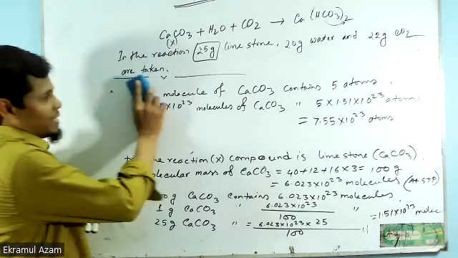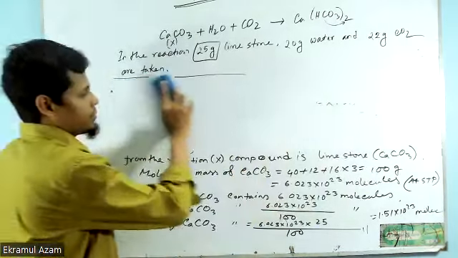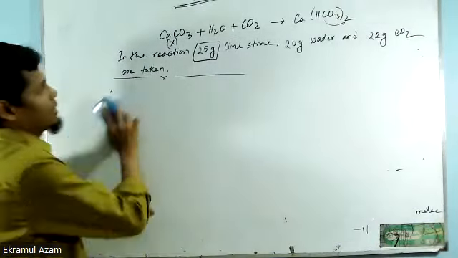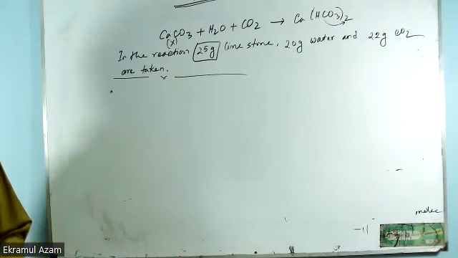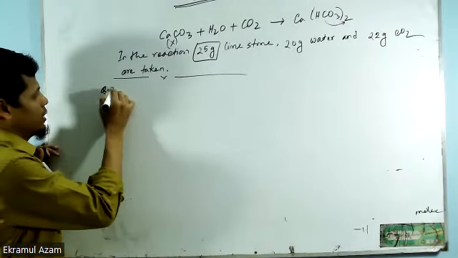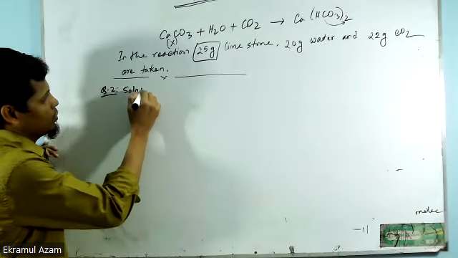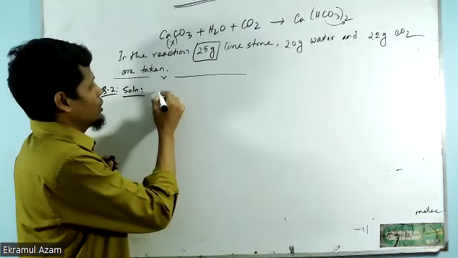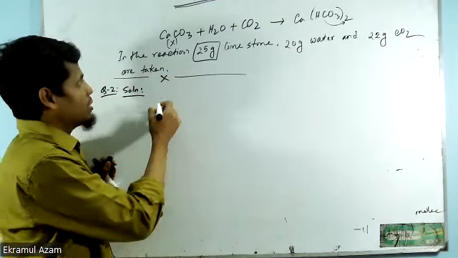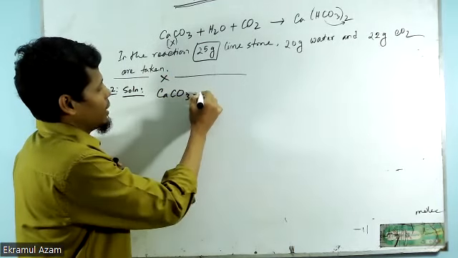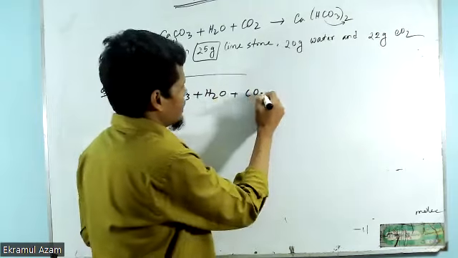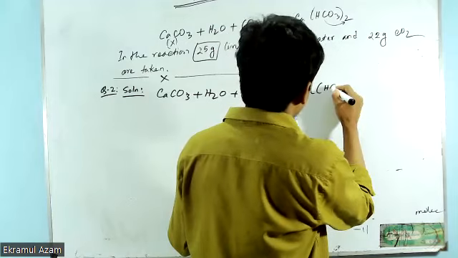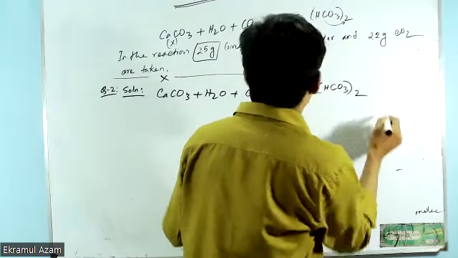Now, what is the second question? This is the limiting reactant. Yes, sir. Which is the limiting reactant? Okay. Question 2. Solution. At first, you have to write this reaction again to determine the limiting reactant in this question. So, calcium carbonate plus water plus carbon dioxide. Here, complete the reaction. It will be calcium hydrogen carbonate as the product in this reaction.